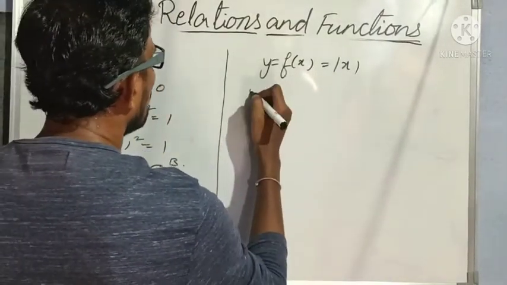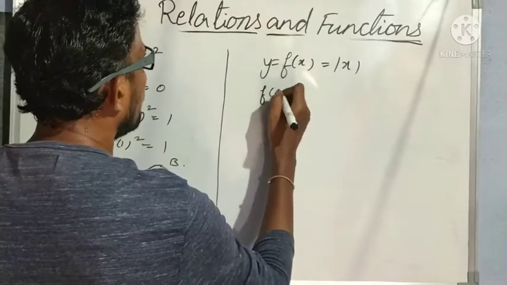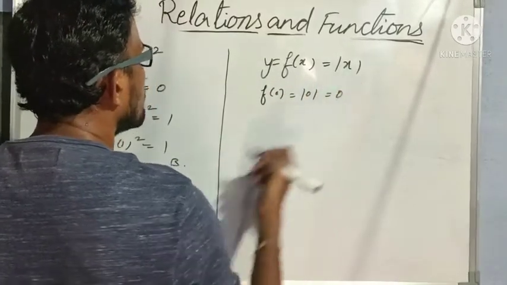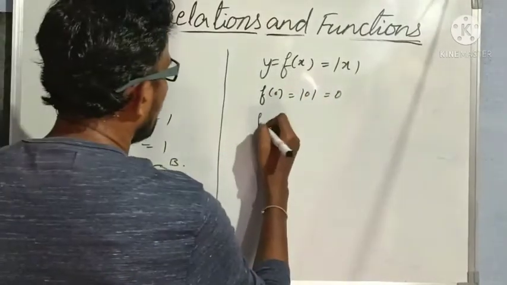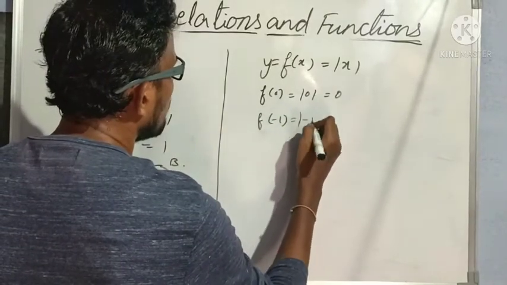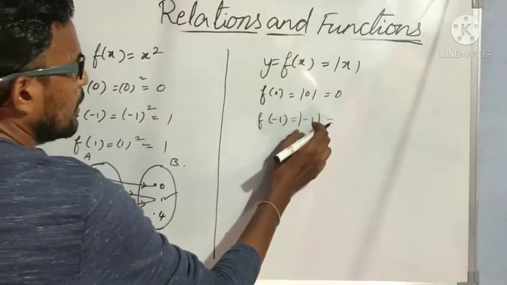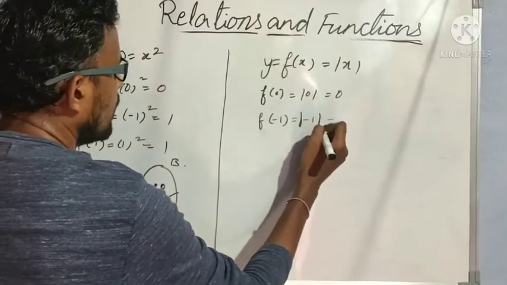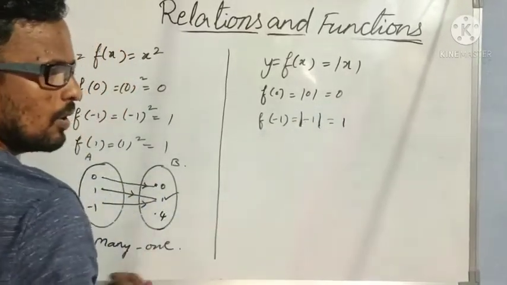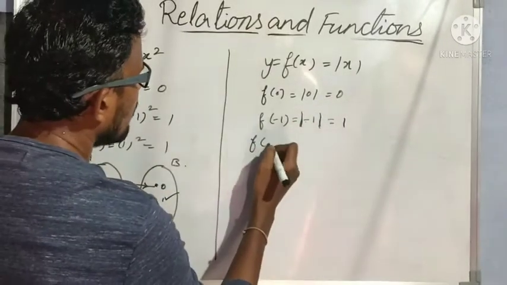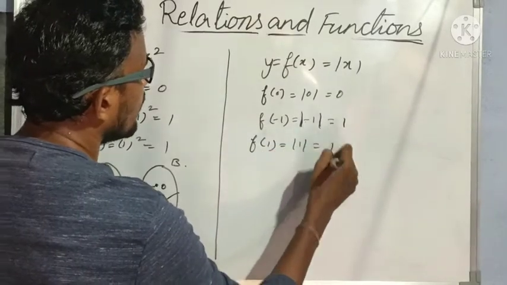Okay? So in the place of 0, if I write f of 0 is mod 0, anyhow mod 0 is 0. If I find out f of minus 1, it is nothing but mod of minus 1. Inside the modulus, even if you write minus, this becomes plus only, no? So the answer is plus 1. And f of 1, modulus of 1, is also plus 1.